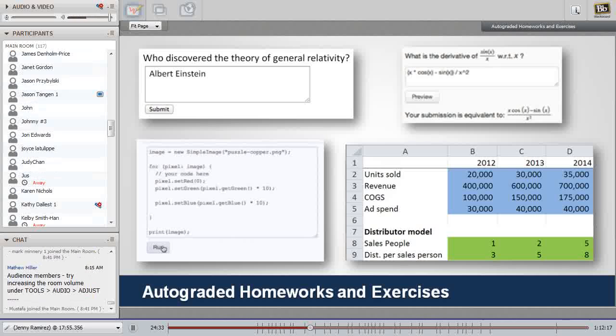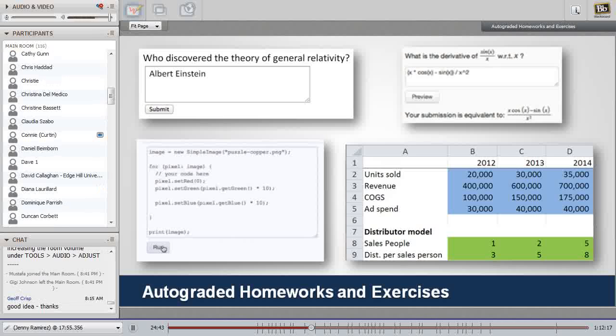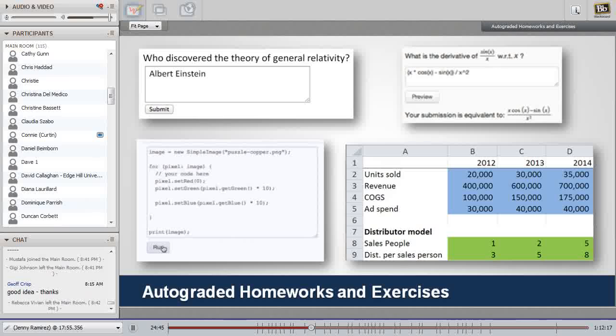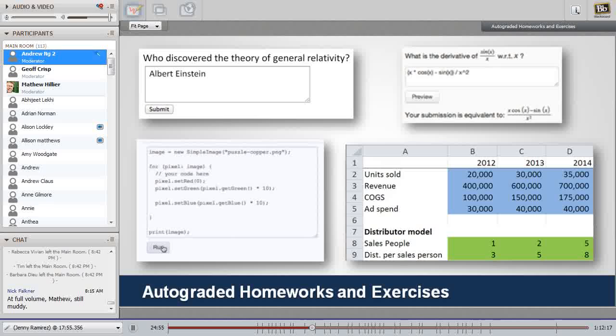Our website supports short answer questions, shown in the upper left. It supports mathematical questions. It actually understands different mathematical formulas. We can do computer programming exercises. In the example on the lower left, the student is asked to write a computer program, and the student can write their program right there in the web browser, and our software can auto-grade the student's computer program and check the student's code for correctness.